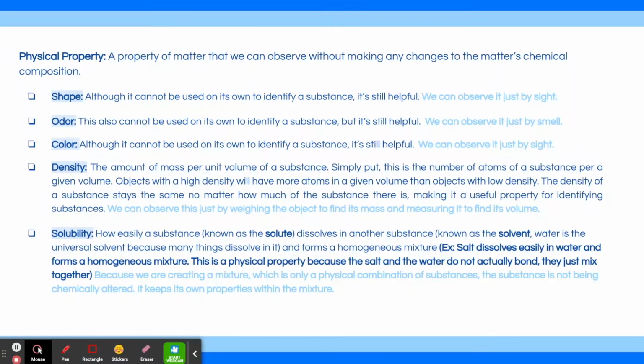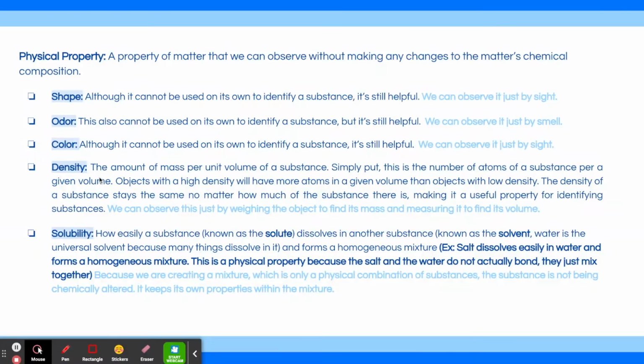So first, let's look at the physical properties in this question. A physical property is a property of matter that we can observe without making any changes to the matter's chemical composition. Shape is a physical property because we can observe it just by sight. Odor is a physical property because we can observe it just by smelling the substance. Color is a physical property because, just like shape, we can observe it just by looking at the substance.